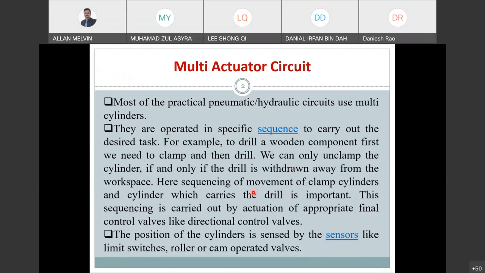Before we do anything, before you construct the circuit, you as an engineer, and for the assessment or the exam, you need to understand how the thing is going to work. If the question says drilling, you normally need to have at least two cylinders, one cylinder to hold the workpiece. Once it holds, then it needs to drill. After drilling, the drill goes back. Then only you release the workpiece.